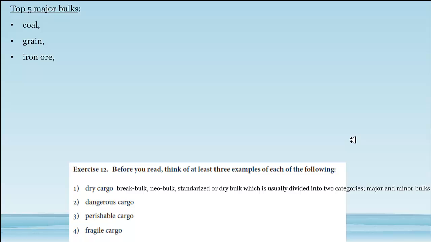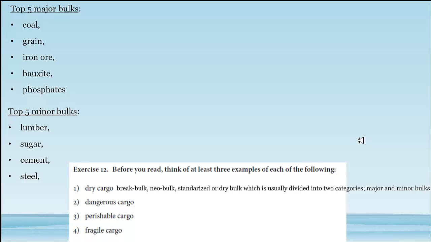Iron ore for building infrastructure, and bauxite. That actually is the basis used for making aluminum. And then the last one, phosphates, that is a basis for fertilizers, for artificial fertilizers. And then the minor bulks also being transported a lot. You have lumber and sugar, cement, steel, and minerals. So there's 10 examples of different dry cargo just in the major and minor dry bulks. Not even talking about break, neo bulk, or standardized.